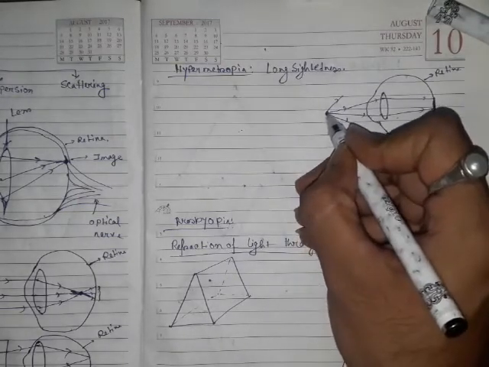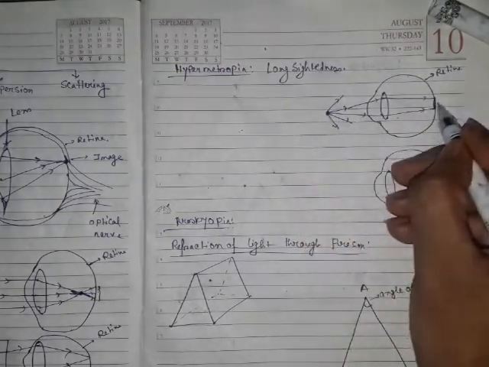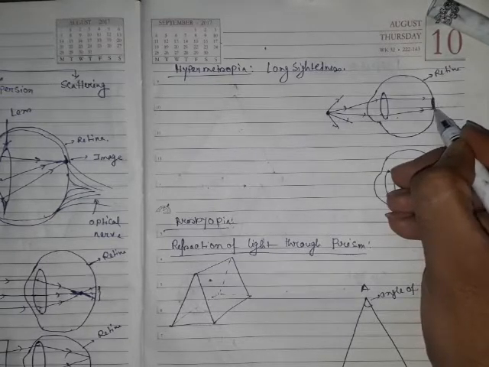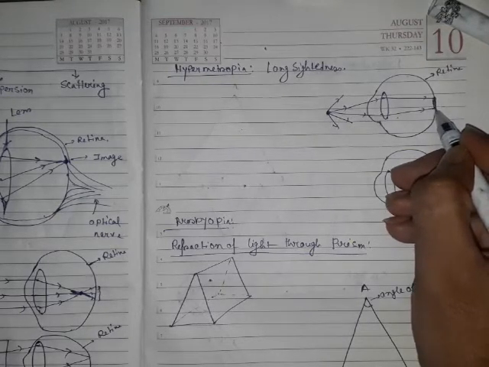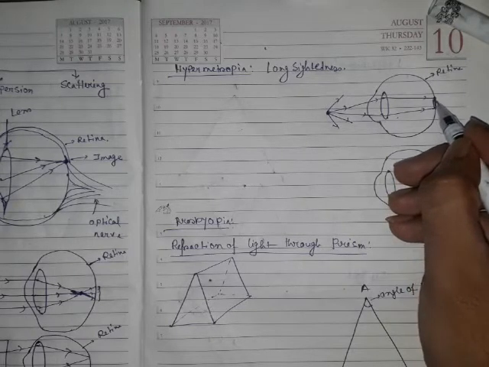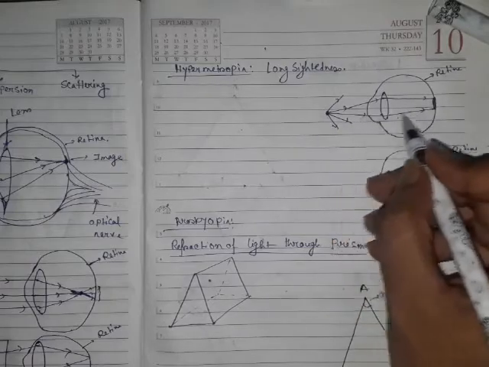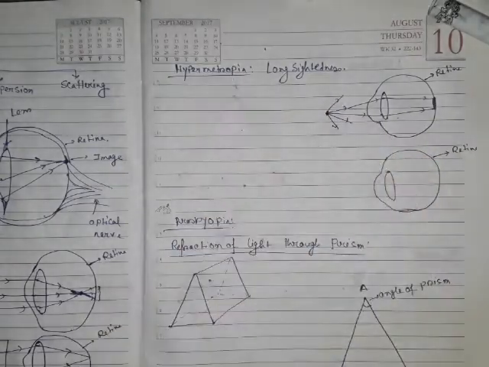Here your object is a point object, but the image has a larger shape. That means it has some amount of elongation, and it will also be blurred. So that is the problem with the hypermetropia condition.